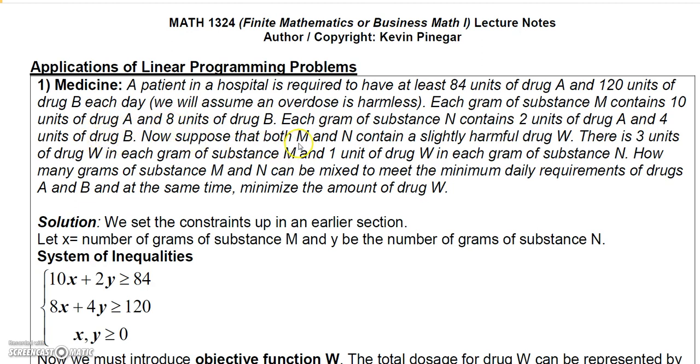Now suppose that both M and N contain a slightly harmful drug W, and there are 3 units of drug W in each gram of substance M and 1 unit of drug W in each gram of substance N. So the question is, how many grams of substance M and N can be mixed to meet the minimum daily requirements of drugs A and B and at the same time minimize the amount of drug W?